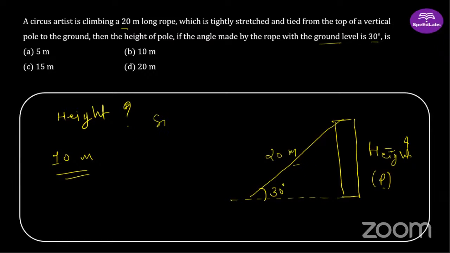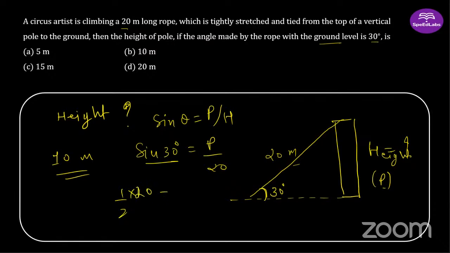So definitely we can apply sine theta, because we know sine theta is P by H. The angle given to us is 30, so sine 30 degree is equal to P by 20. Sine 30 is 1 by 2, so 1 by 2 into 20 is equal to P, which implies P is equal to 10 meters. I hope everyone got this answer. It is very simple, but the diagram is the main thing. If we are able to draw the diagram, then we'll get the correct answer.